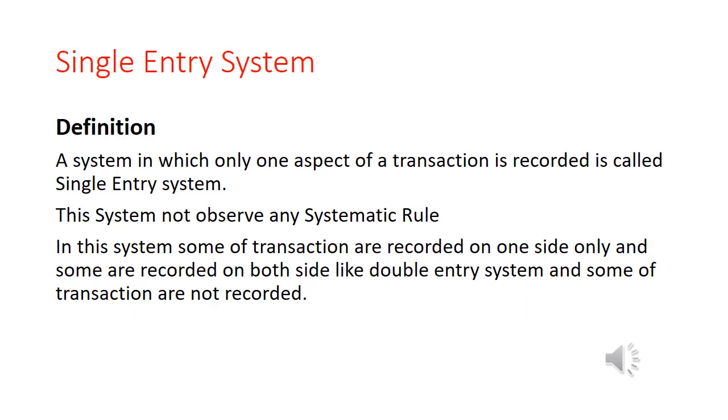Now we can discuss single entry system. From the very name of the system it apparently seems that a system in which only one aspect of a transaction is recorded is called single entry system. But in fact it is not so. This system does not observe any systematic rule. Under this system, some transactions are recorded on both sides, like double entry system. Some are recorded on one side only, while some others are not recorded at all.